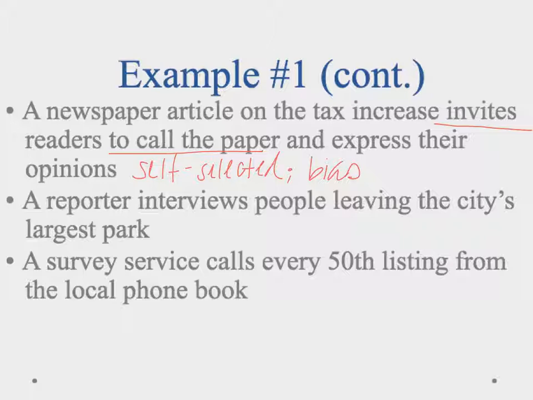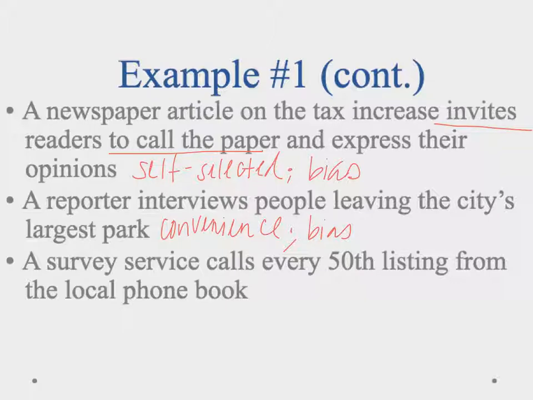All right, so then it goes on to say a reporter interviews people leaving the city's largest park. And so that one is considered a convenience sample, because they basically just conveniently selected them due to that situation. But again, there's probably going to be some bias there because most of the people who are leaving actually like parks, right? So if you are asking those particular people, those are park people, so there's going to be a bias because there's overrepresentation of park supporters.